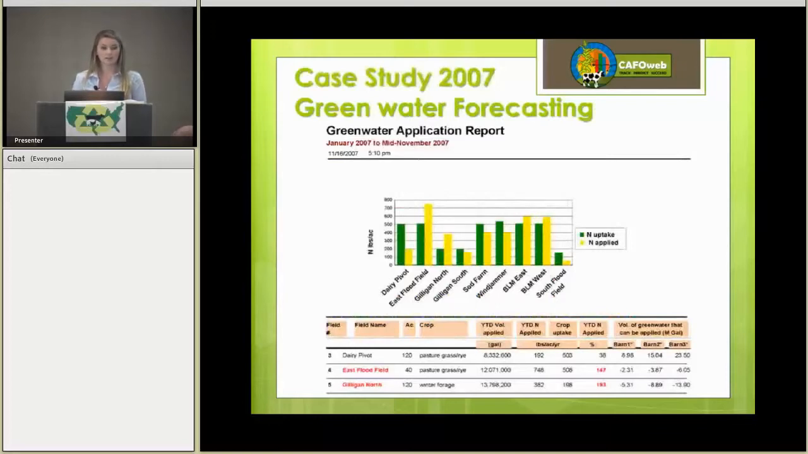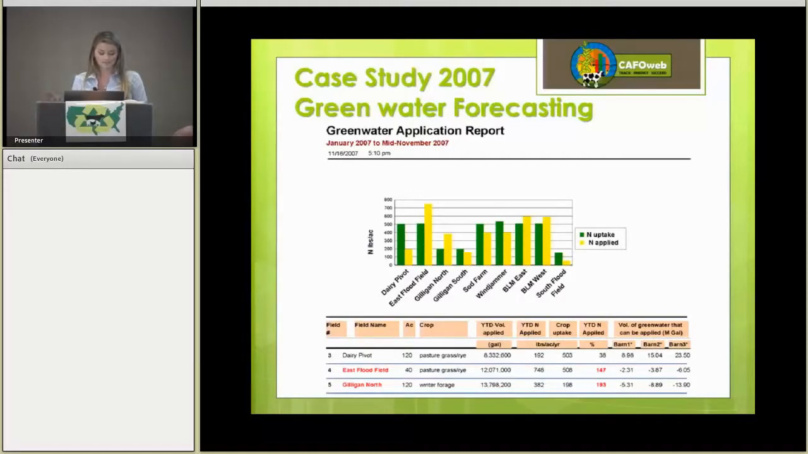So as I said earlier, we were going to be coming back to that dairy that we saw the over-applied fields. So this is that Greenwater forecasting report for that second year, 2007, where there was 4 fields that had been over-applied to. To give you the layout of this report, the green bars are the nitrogen uptake. The yellow bars are the nitrogen applied. We know the nitrogen applied, that number is based on the test results from the sampling data of the different sources, whether that be Greenwater or manure.